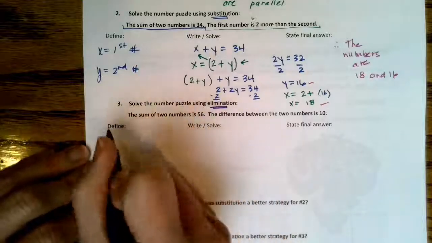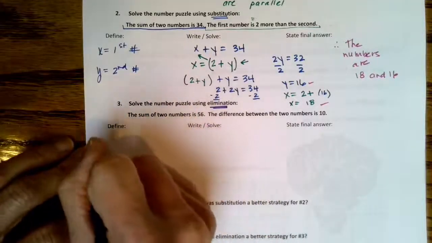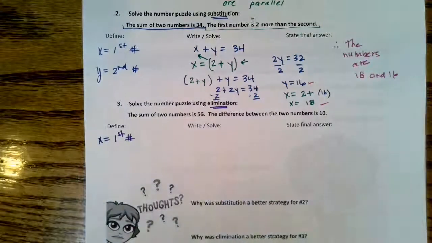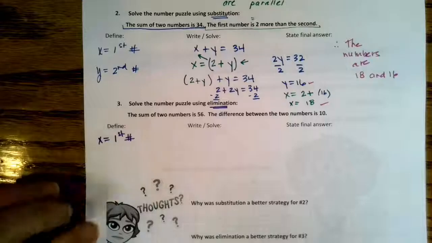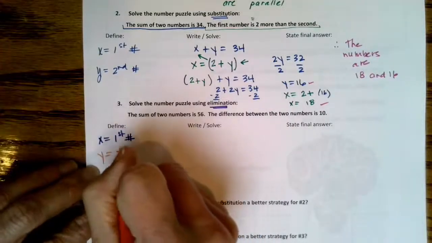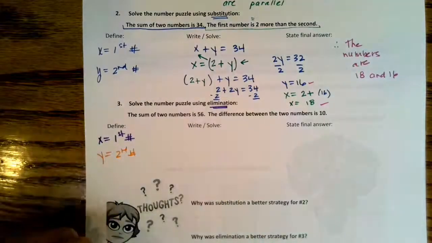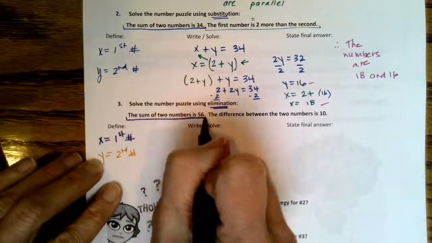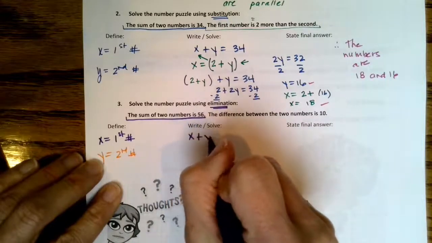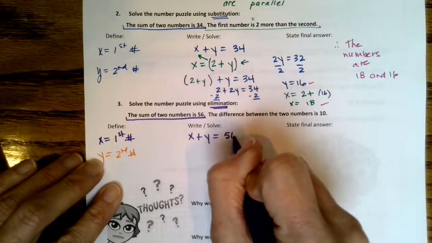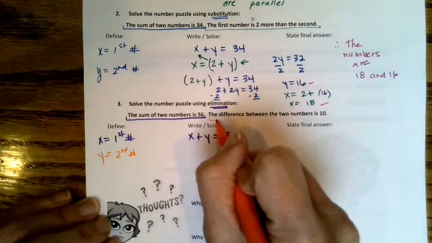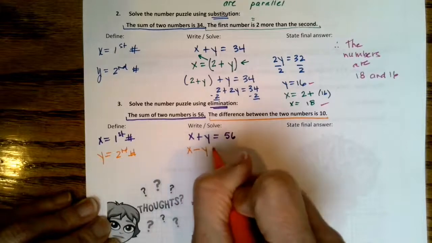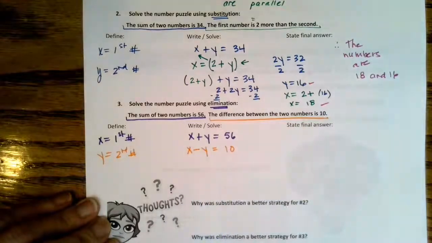All right, so again, the sum of two numbers. I'll let x equal my first number and let y equal my second number. So when I go ahead and write my first number sentence, the sum of two numbers is 56. The difference between the two numbers is 10. That means that when I subtract the two numbers, I get 10.